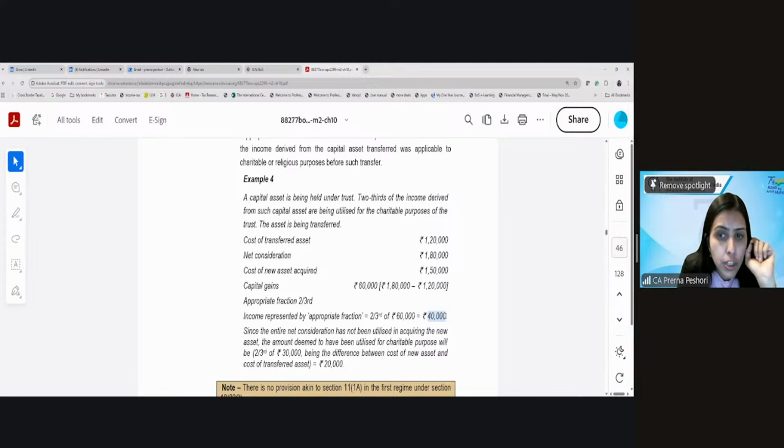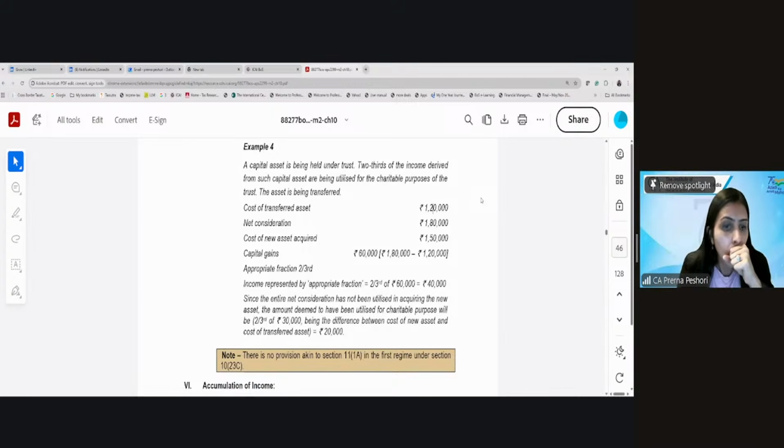So here 40,000 we will not consider because not the entire consideration has been invested. Only part has been invested. So 150 minus 120, 30,000 into 2/3 we will consider as the application. Clear? Yes or no? Any questions, any doubt with respect to the entire charitable trust concept till now, what we have understood?